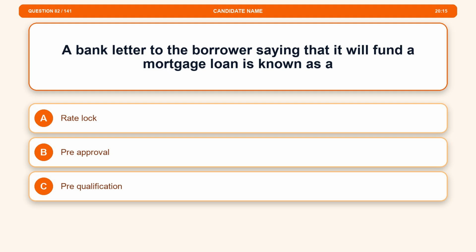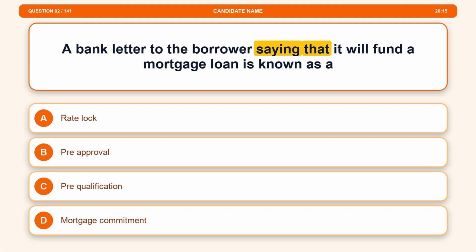Question 82. A bank letter to the borrower saying that it will fund a mortgage loan is known as a: Option A. Rate lock. Option B. Pre-approval. Option C. Pre-qualification. Option D. Mortgage commitment.